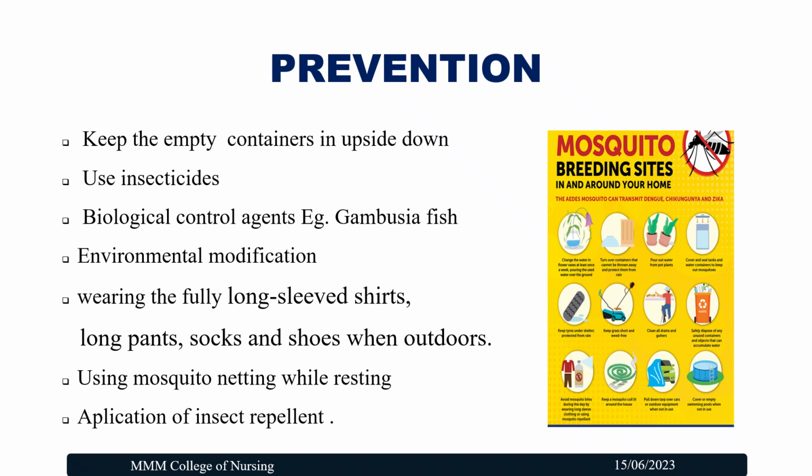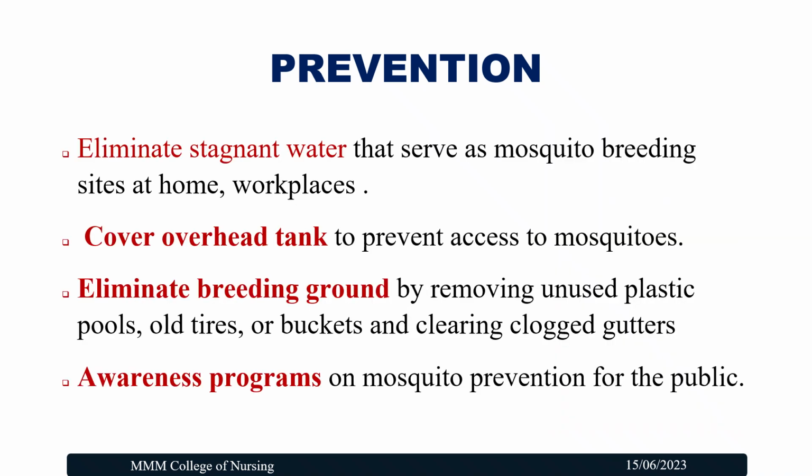Environmental modification: wear fully long-sleeved shirts or long pants, socks and shoes when outdoors, use mosquito netting while resting, and apply insect repellent. If you use all these things, we can prevent mosquito bites. And the very best method is to avoid mosquito breeding sites.